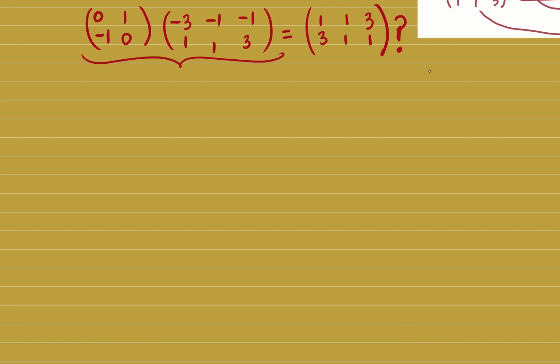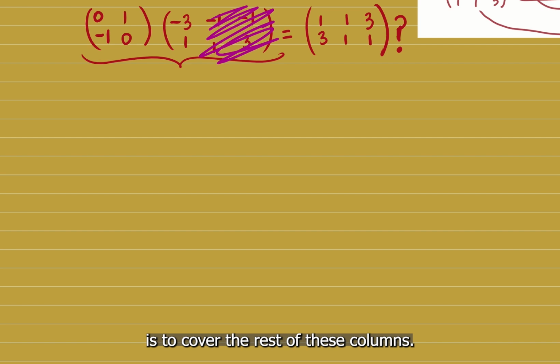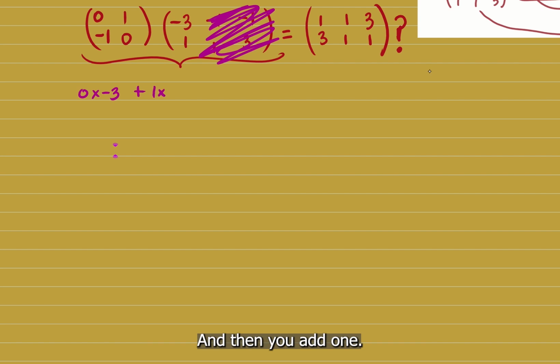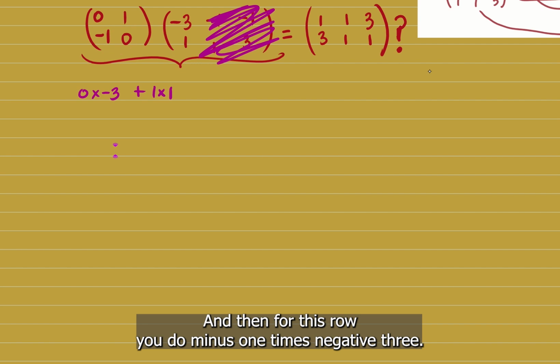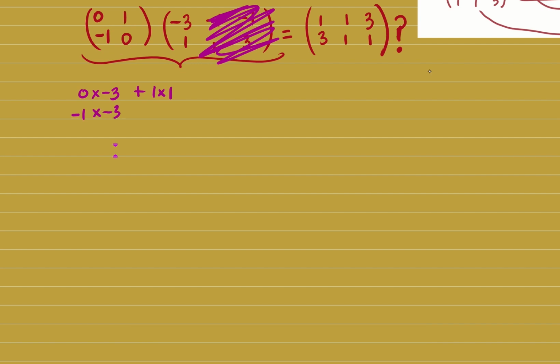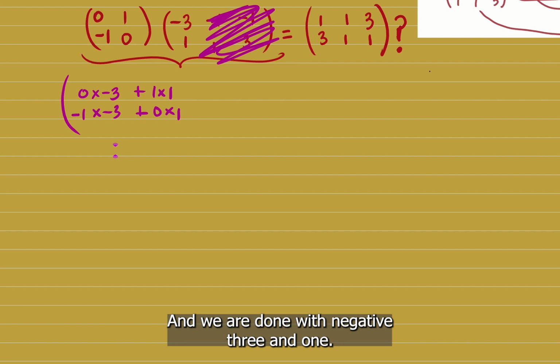One thing you want to do is to cover the rest of these columns and just pick negative 3 and 1 and then use that to multiply. And how do we do that? You multiply 0 by negative 3 and then you add 1 multiplied by 1. That's 0 times negative 3 plus 1 times 1. Okay? And then for this row, you do minus 1 times negative 3 and then you add 0 times 1. And we are done with negative 3 and 1.